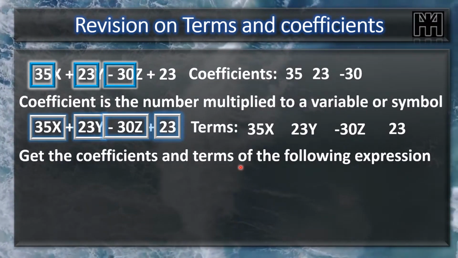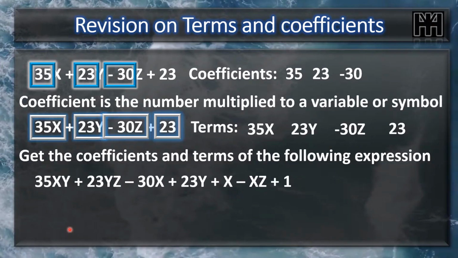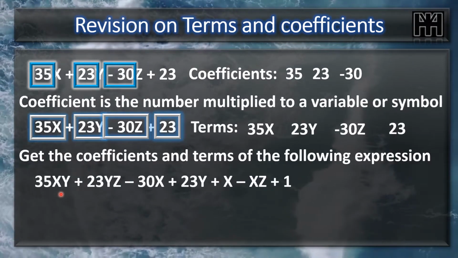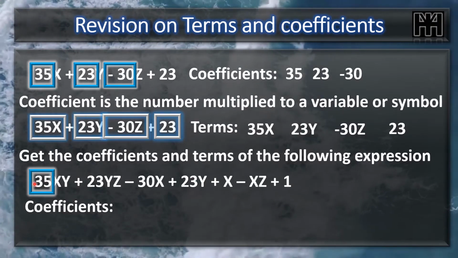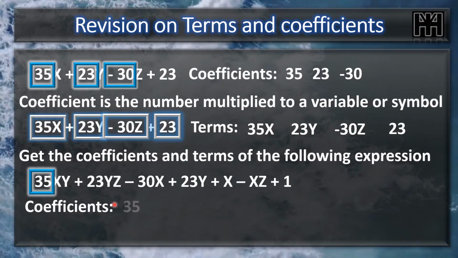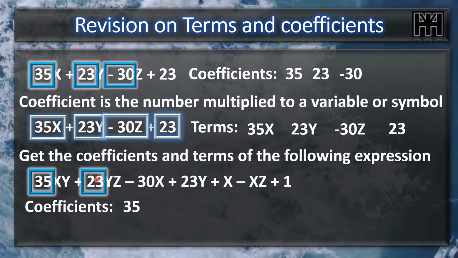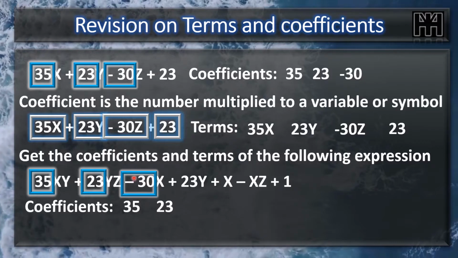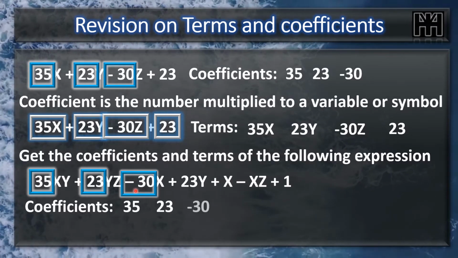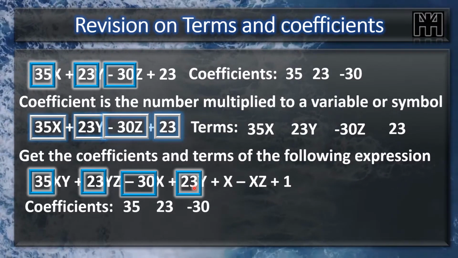Get the coefficient and term of the following expression. Okay, we have 35xy. Let's get the coefficients first. It will be the 35 multiplied by xy, and the 23 here, yz, then negative 30. Don't forget the sign. Don't forget the sign. And the 23y.